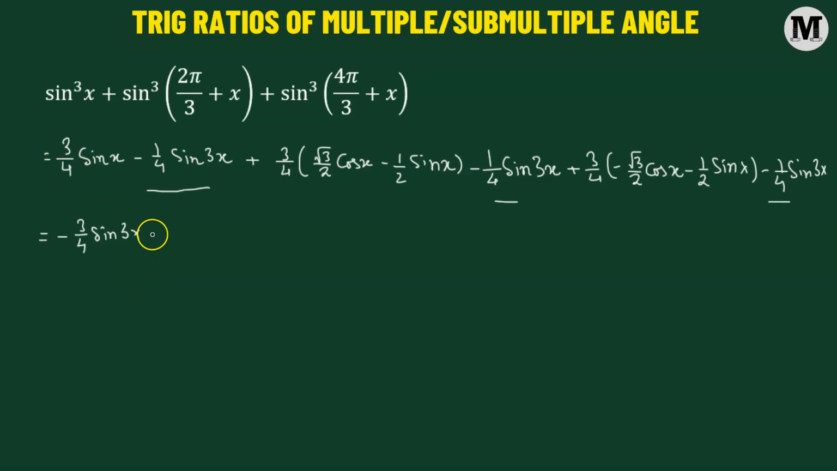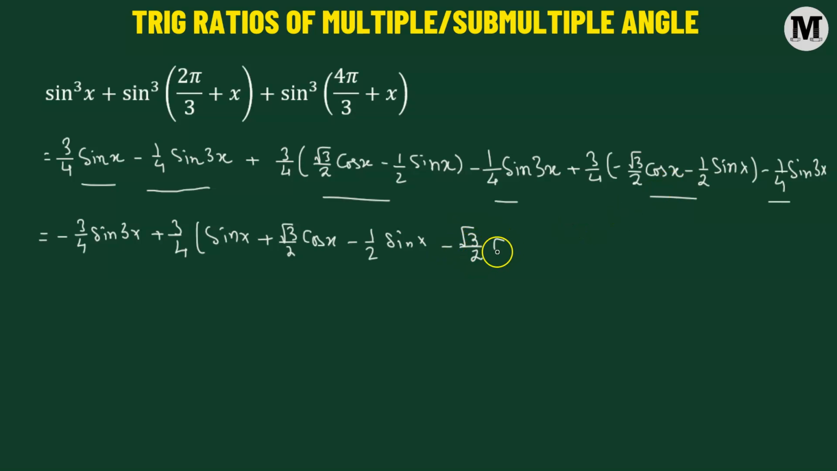Now we have 3 over 4. Let's take 3 over 4 as the common factor and combine these three terms. From the first term we have sine x. Then from the second term, we have square root of 3 over 2 times cosine of angle x minus half times sine of angle x. And then from the third term, we have negative square root of 3 over 2 times cosine of angle x minus half times sine of angle x.